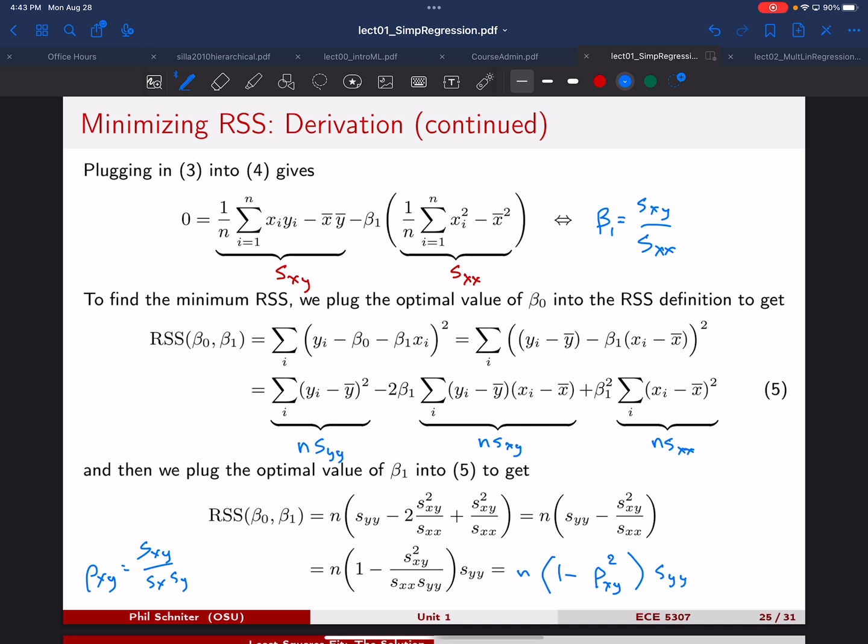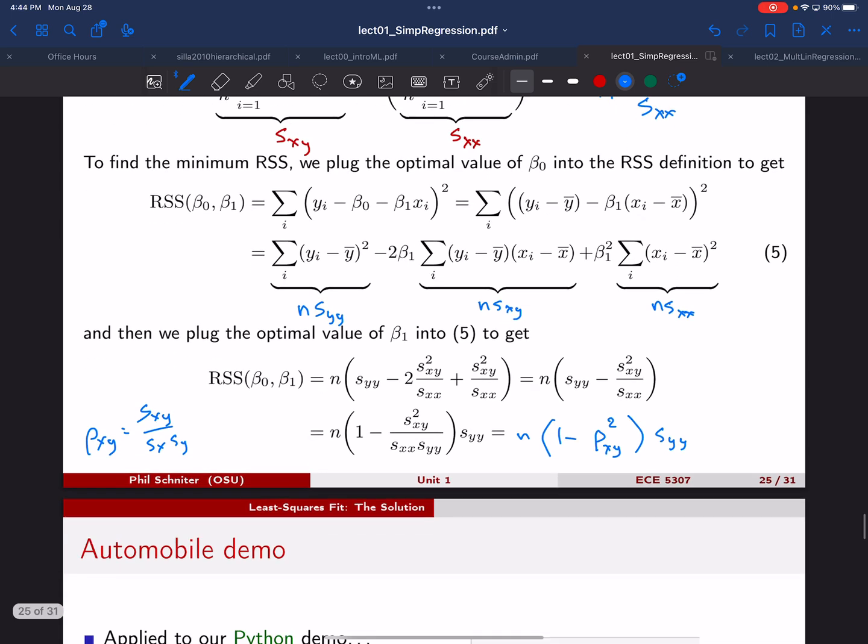Okay, so that concludes the derivation of RSS. At least this is the RSS, the minimum possible RSS, or the RSS at this least squares estimate. It's the smallest it's possible to make it. You cannot make it any smaller. It's impossible. All right, any questions? We're not done talking about this, but that ends this derivation.